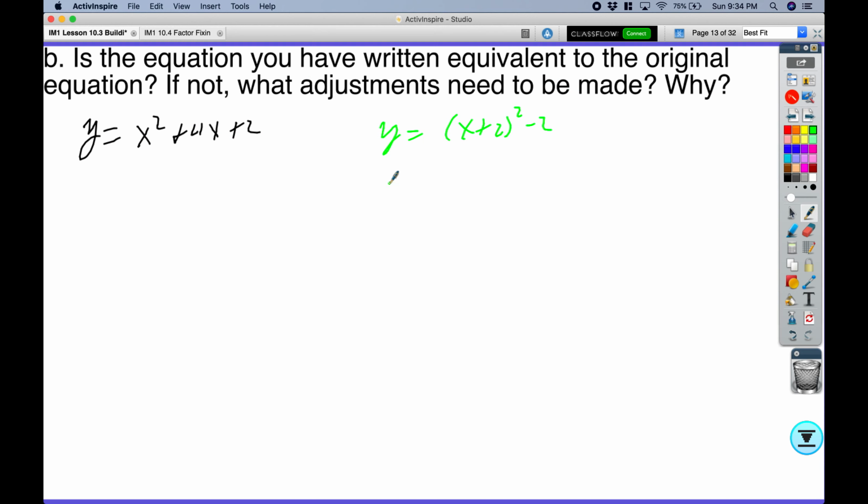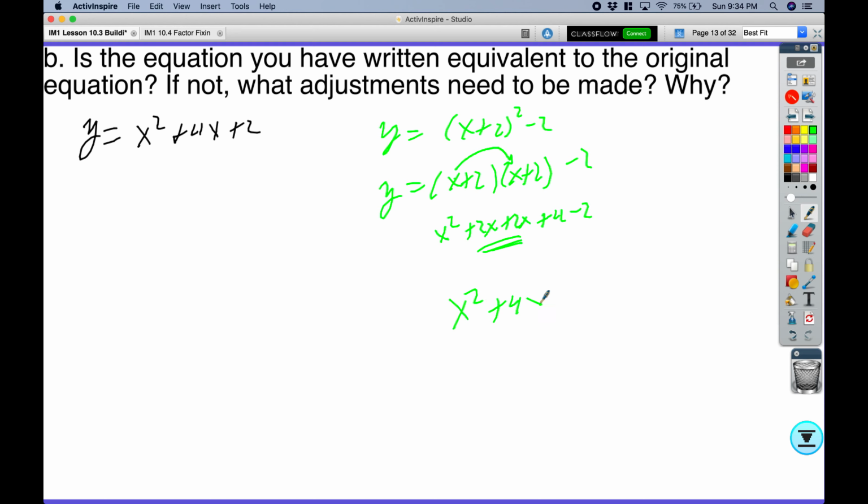Well, all I would have to do is simplify this to find out. So y equals x plus 2 squared, minus 2. Right here, x times x is x squared. x times 2 is 2x. 2 times x is 2x. 2 plus 2 is 4. Minus 2. When I combine like terms, I'm going to get x squared plus 4x plus 2. And lo and behold, these are exactly the same.